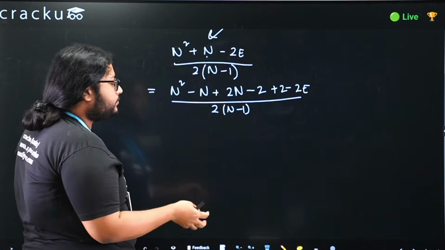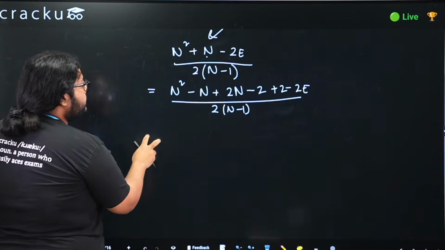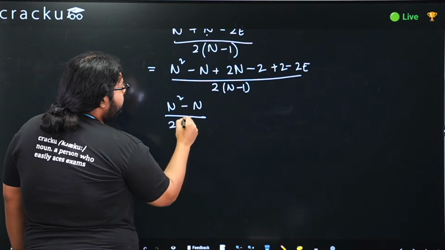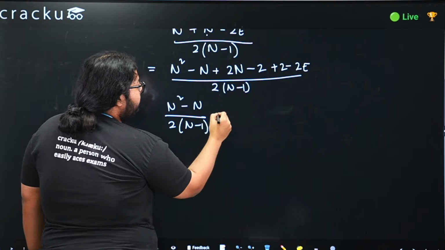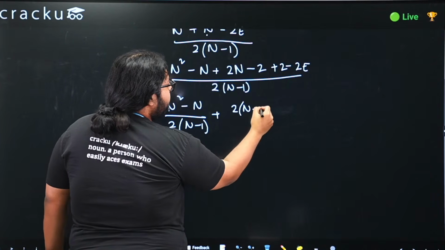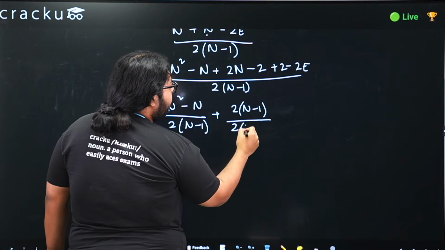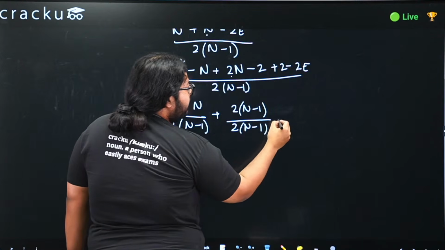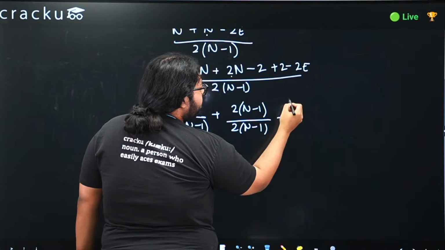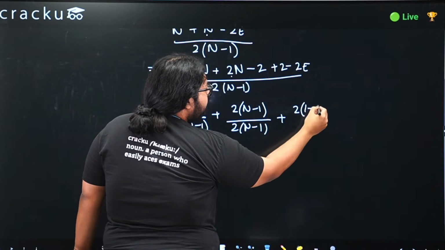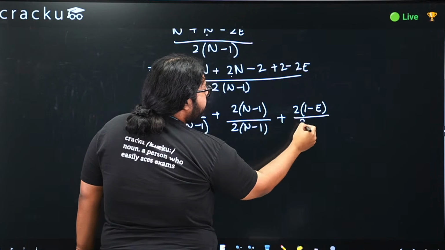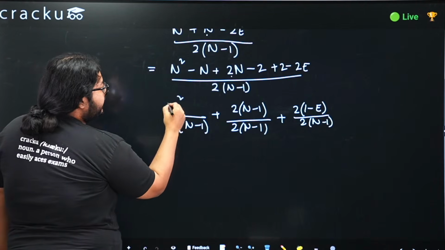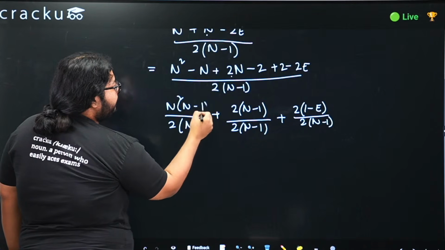Now what do we do? We break it up. That is called partial fractions. So we have n square minus n by 2 into n minus 1, plus 2 into n minus 1 divided by 2 into n minus 1, right? Taking 2 common from 2 minus 2E, we get 2 common, 1 minus E divided by 2 into n minus 1. N square minus n, this we can write as n into n minus 1 also.